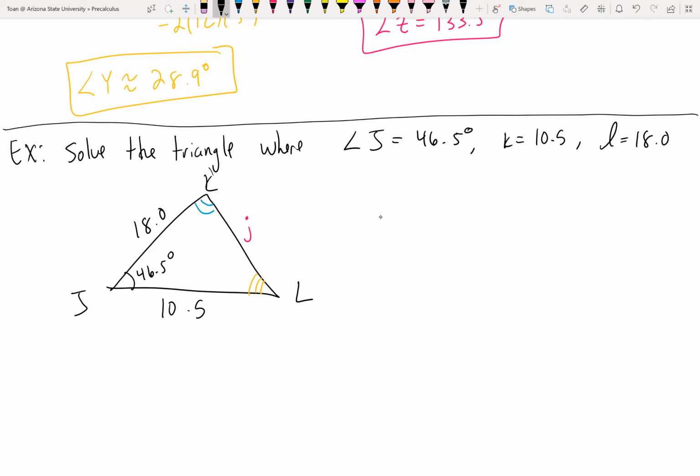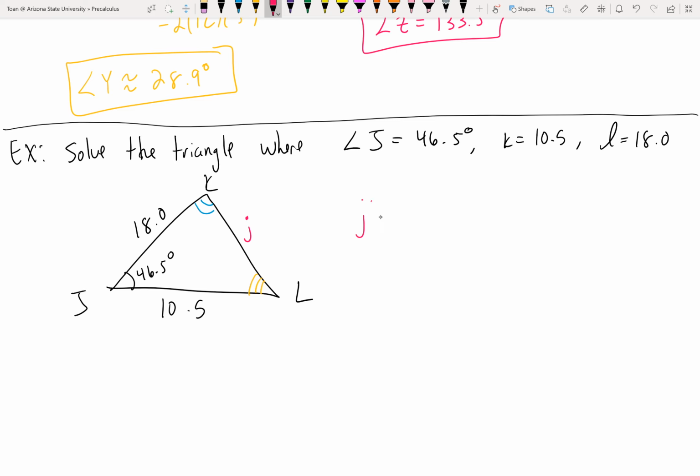I couldn't solve for angle K because it utilizes the other two sides, and this is a variable. Same thing with angle L. I really can't solve for angle L because it needs the other two sides, and this is a variable. Solving for side J is fine, because I do have the other two sides. So let's go ahead and set up law of cosines to solve for side J.